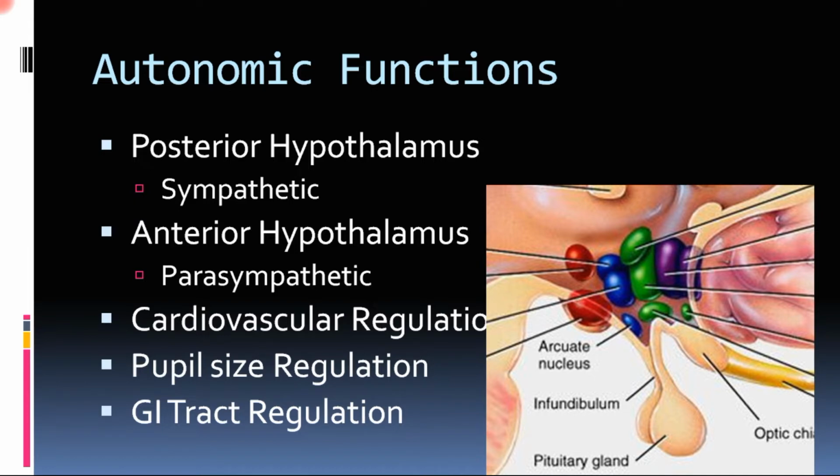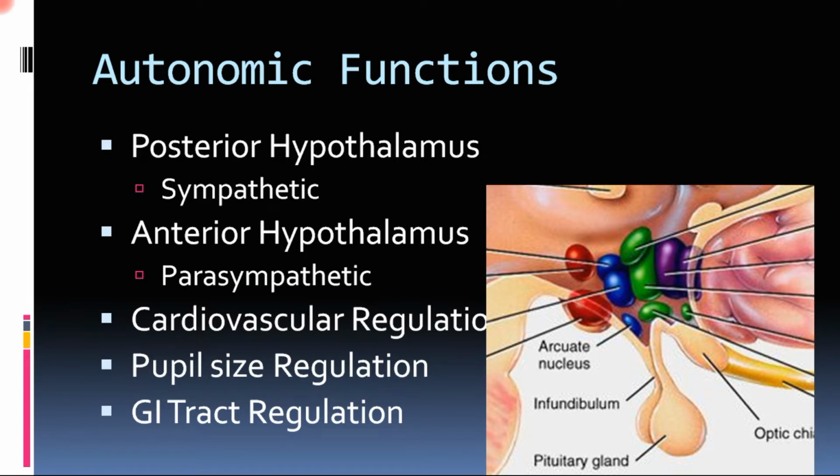Only very rarely, because the vessels are supplied mainly by sympathetic outflow, and vasoconstriction and vasodilation are completely a feature of sympathetic outflow. Increase in sympathetic outflow causes vasoconstriction, decrease in sympathetic outflow causes vasodilation. So that is how the anterior and posterior hypothalamus, the parasympathetic and sympathetic centers respectively, can control cardiovascular regulation.